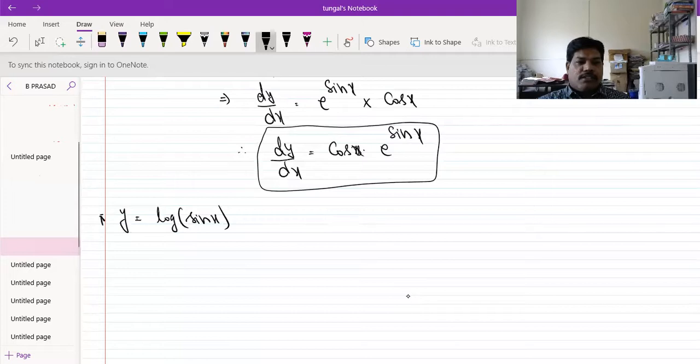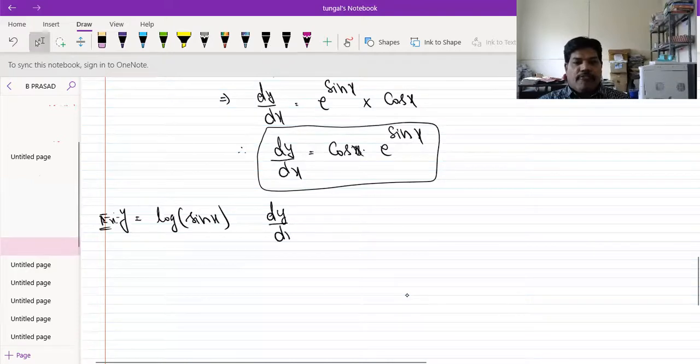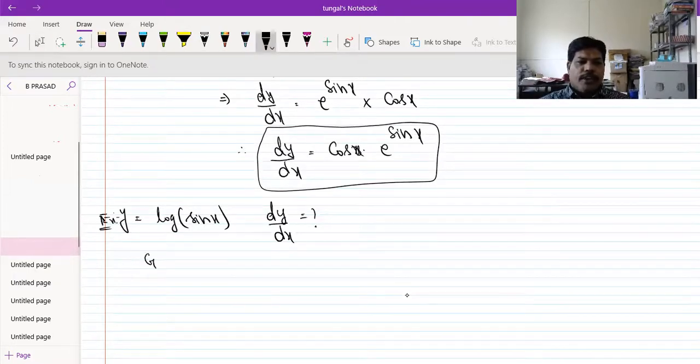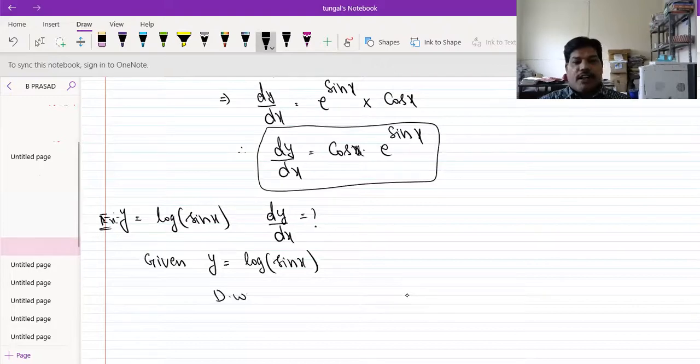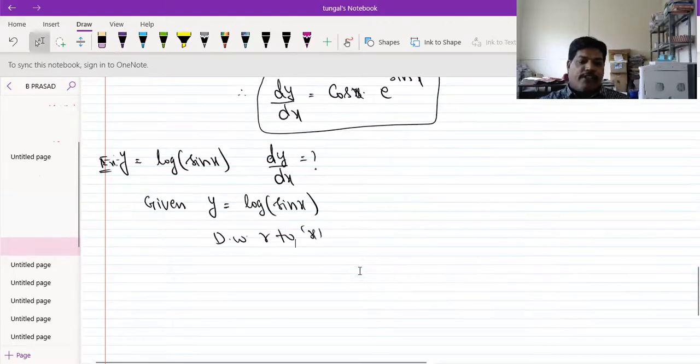This is also one example. Take y is equal to log of sin x. Find the dy by dx value. So y is equal to log of sin x. Y is nothing but the log of sin x. Differentiate with respect to x.